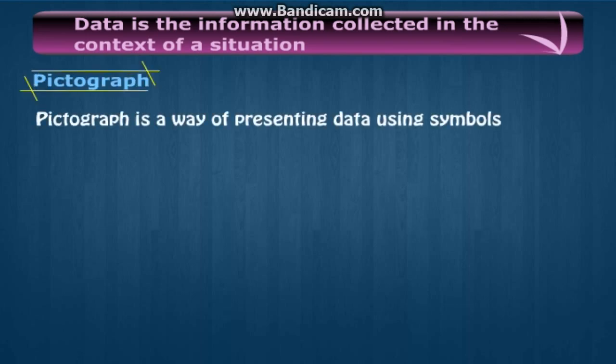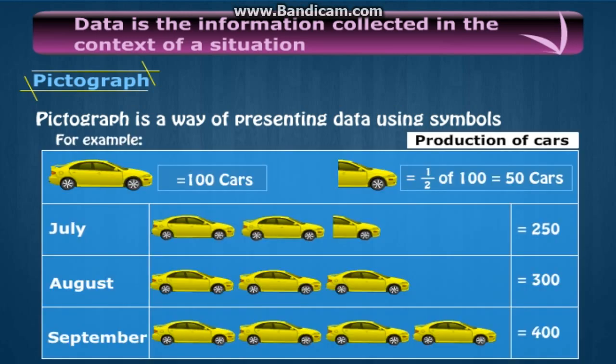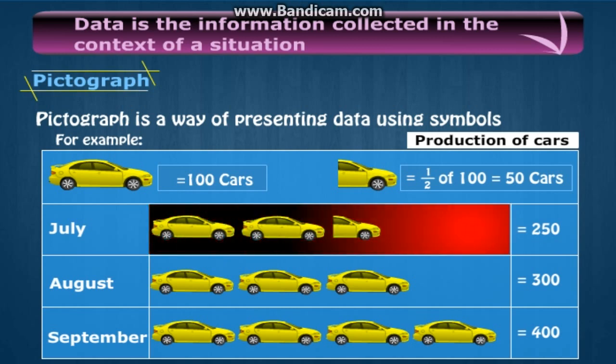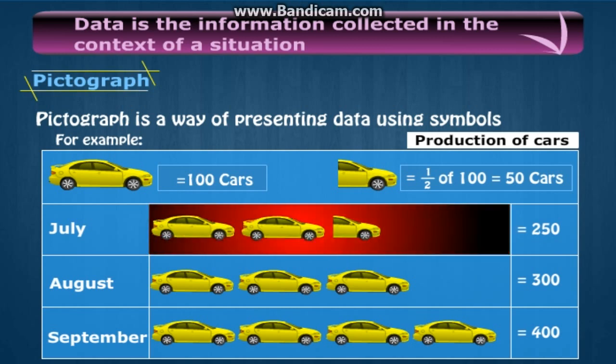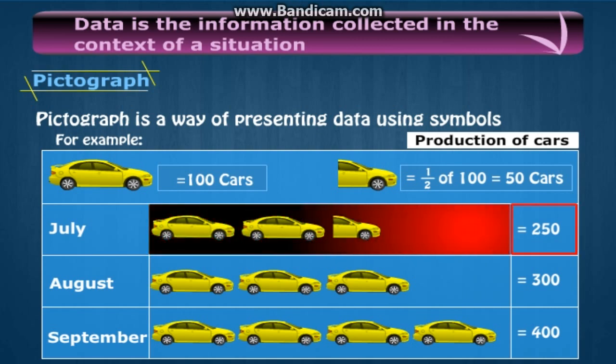Pictograph is a way of presenting data using symbols. For example, the given table shows the production of cars in an industry. A symbol of a car stands for 100 cars, while the symbol of a half car denotes half of 100, that is, 50 cars. To denote the production in the month of July, 2½ symbols are used. This means 250 cars were produced in the month of July.